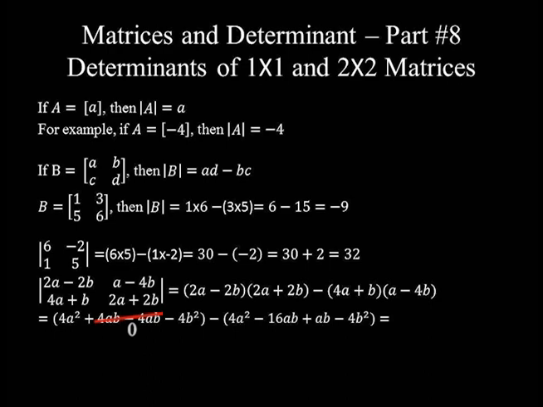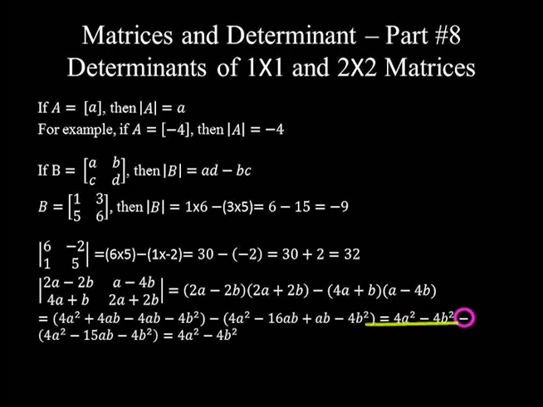So what we are left with is 4a squared minus 4b squared, minus -16ab plus ab is -15ab. So what we are left with from the second expression is 4a squared minus 15ab minus 4b squared, which is equal to 4a squared minus 4b squared as it is.